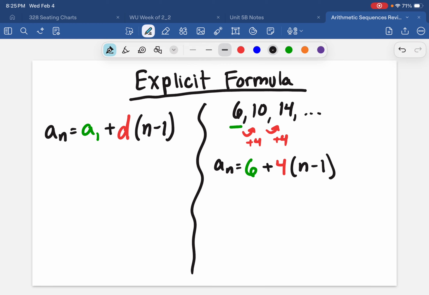So that is our arithmetic sequences. You guys are going to finish up the practice on Delta Math, and then we'll be ready for the geometric sequences next week.